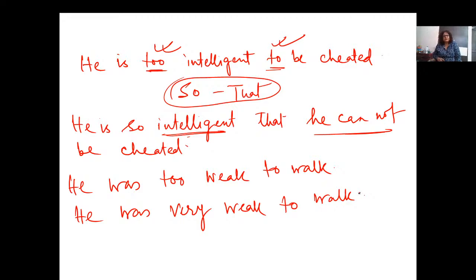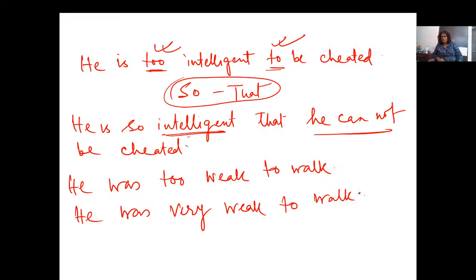Very always takes a positive word. Very is always used with a positive sentence. In that sentence, there will not be any negative word. Clear or not? If you write, he is very intelligent to be cheated, what's the meaning of that sentence? He is very intelligent. इतना intelligent है जो कोई भी उसको cheat कर लेता है.